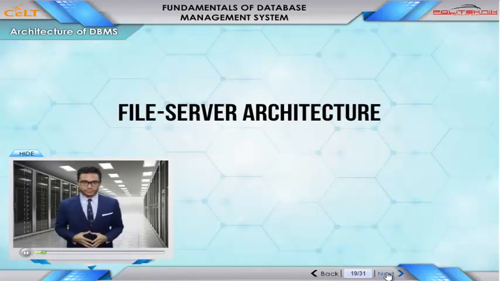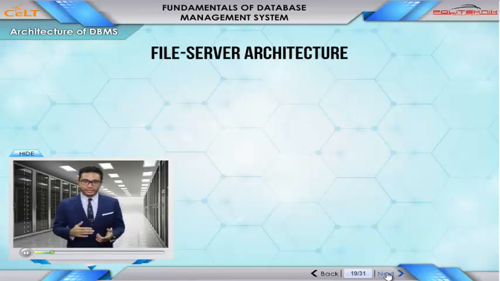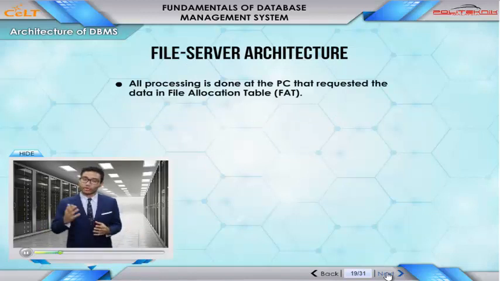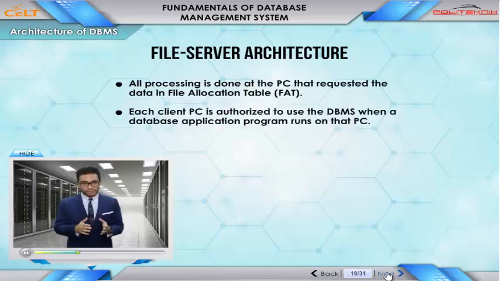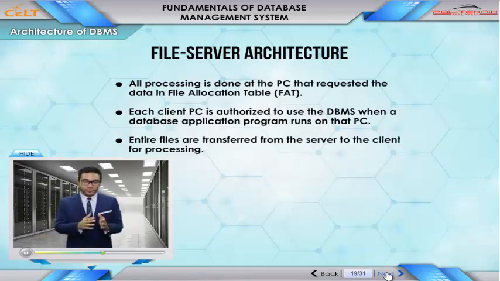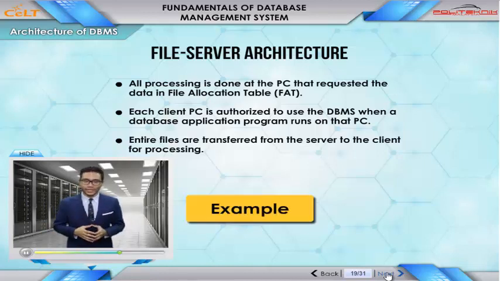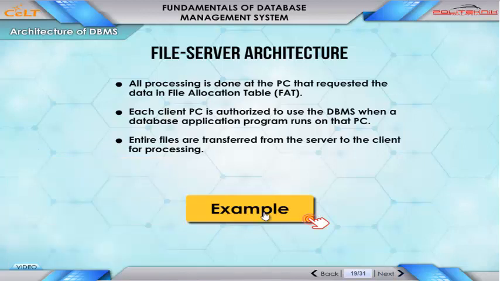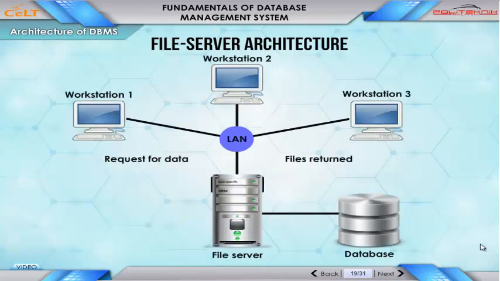File server architecture. In file server architecture, all processing is done by the PC that requested the data in the file allocation table or FAT. Each client PC is authorized to use the DBMS when a database application program runs on the PC. Entire files are transferred from the server to the client for processing. Click the button to look at the example of file server architecture. This is an example of file server architecture. Entire files are transferred from the server to the client for processing via the file server architecture.